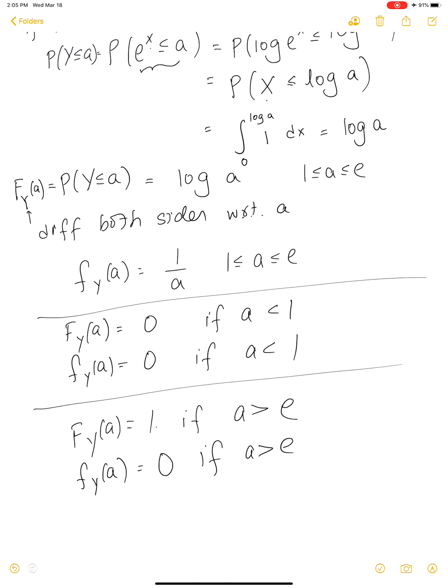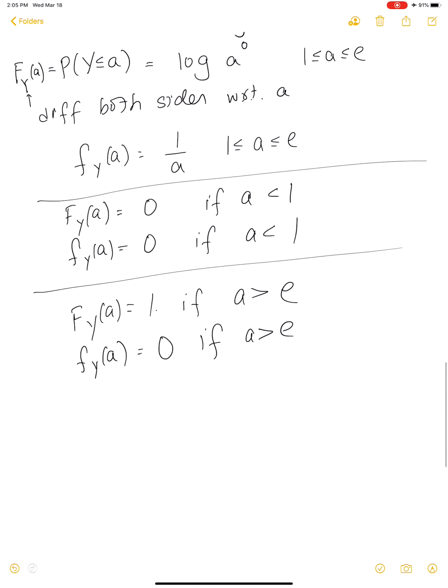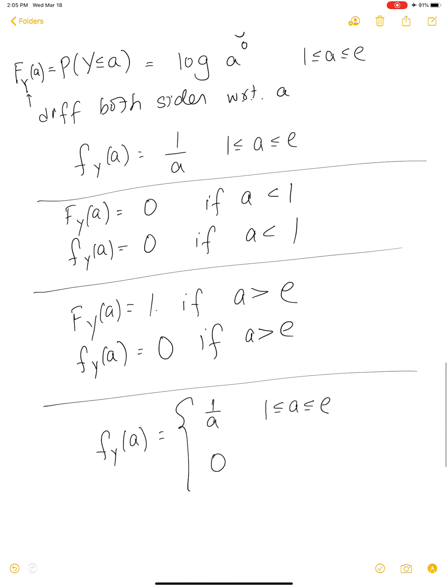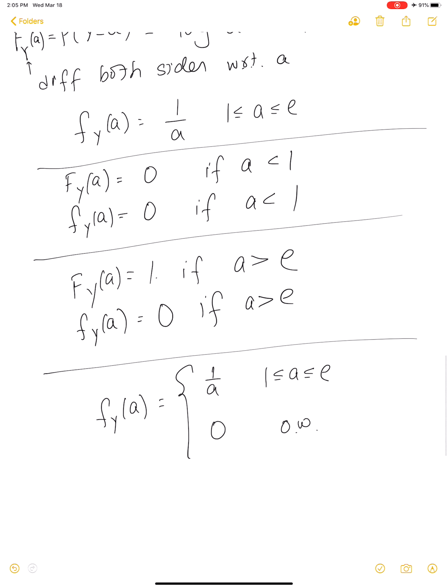Okay, so now we have the density of the random variable y. Let's put it all together, and we have f sub y of a is 1 over a if a is between 1 and e and 0 otherwise. Okay, so we have the density of the random variable y. You can write x if you want instead of a if you're not so comfortable using the letter a.